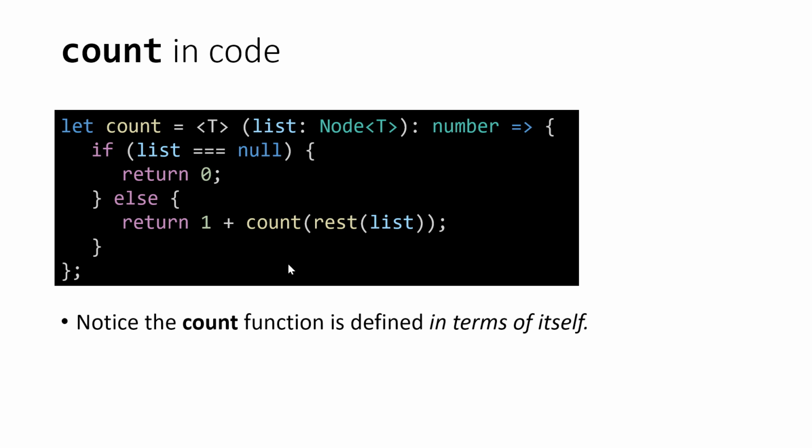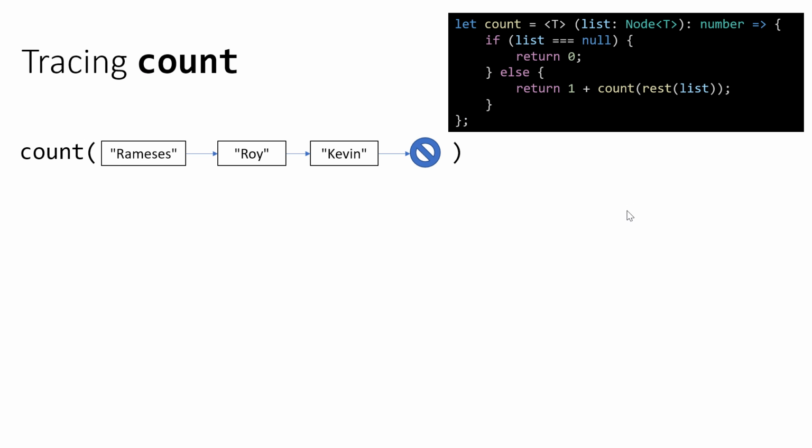So this is a recursive function because count is defined in terms of itself, right? Either the list is empty and you have a count of 0, or you have a count of 1 plus counting the rest of the list, right? So if we wanted to trace through this in a visual sense, we could start with count, where we call it with Ramses, Roy, and Kevin. If we imagine what line of code this would evaluate to, and what return statement will be hit? Well, the list is not empty, so we would return 1 plus the count of the rest of the list.